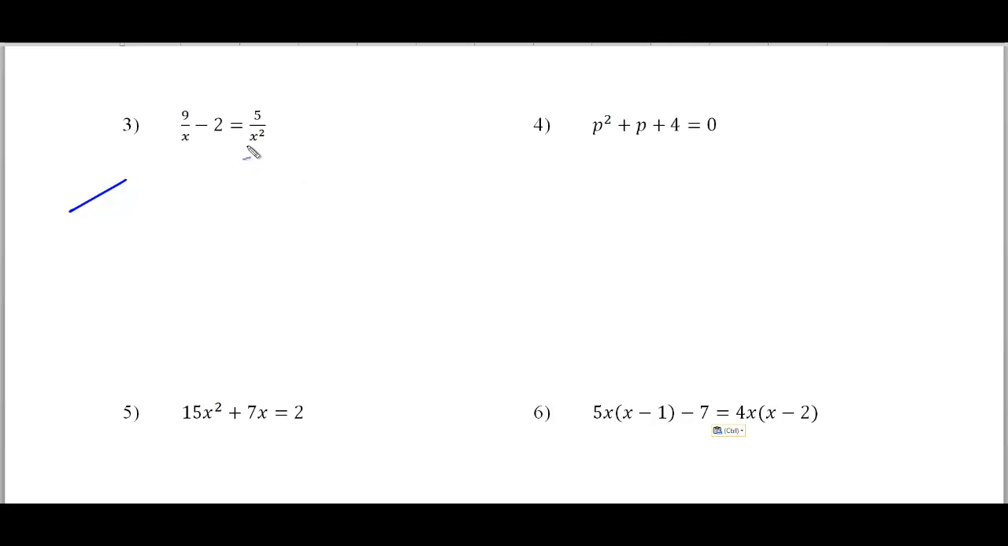Now, in problem number 3 here, you're going to have to clear the denominator. So as we learned in the previous chapter here, clearing the denominator is when you multiply every single fraction by the lowest common denominator. So what does x, 1, and x squared all have in common? That's right, x squared.